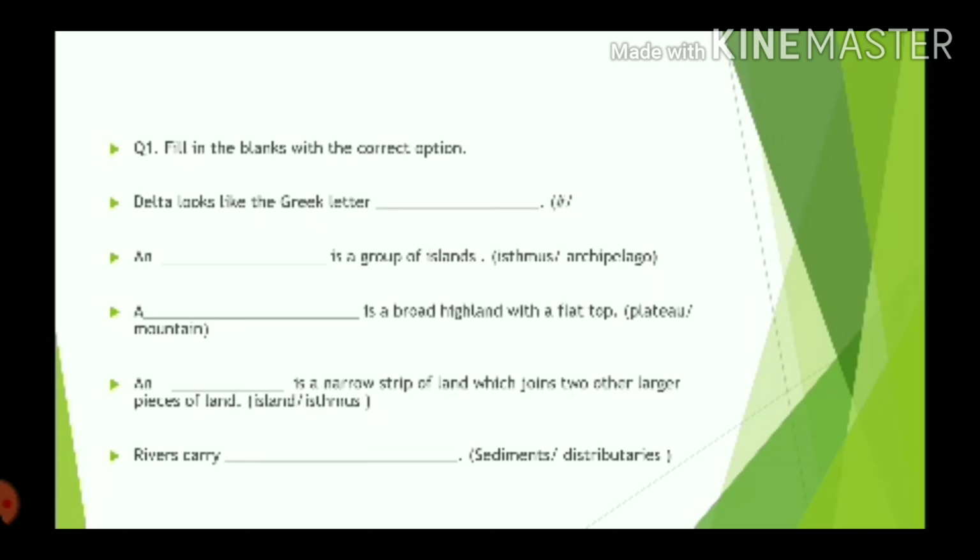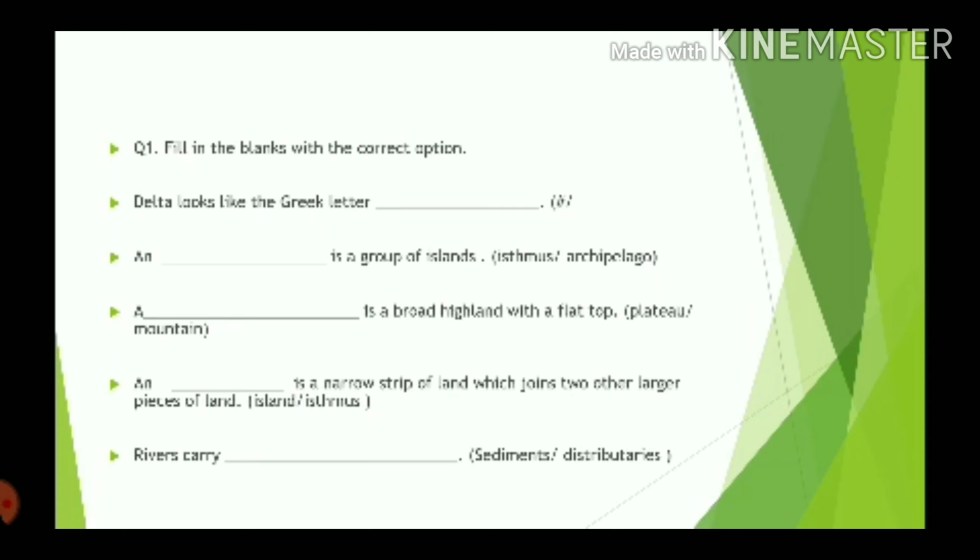Let's have a look at today's worksheet. You have to choose the correct option and you have to fill in the blanks. This is your first question. A delta looks like the letter hashtag or a triangle. So the answer is triangle.